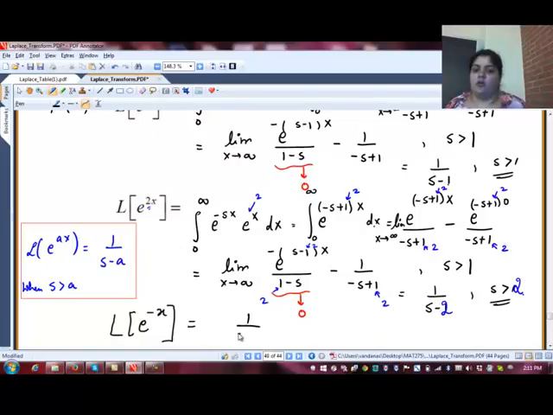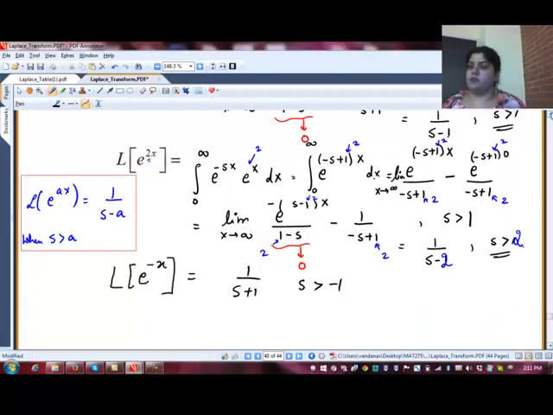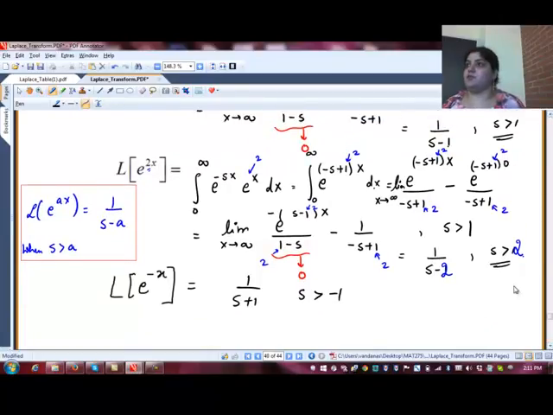And now my s will be bigger than not 2, not 1, but minus 1. So you can check, if you do the calculation, it is the same thing; you are just replacing a by negative 1 here, and that's it. Okay, so this is exponentials. Is everybody okay with the e to the x Laplace transform? Let's go to trigonometric functions.